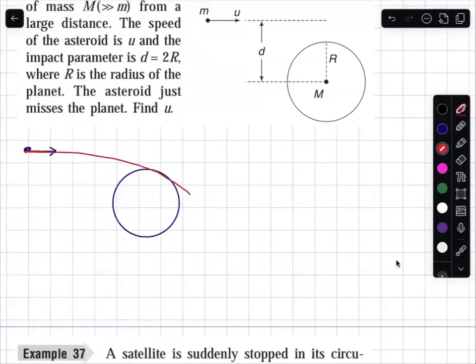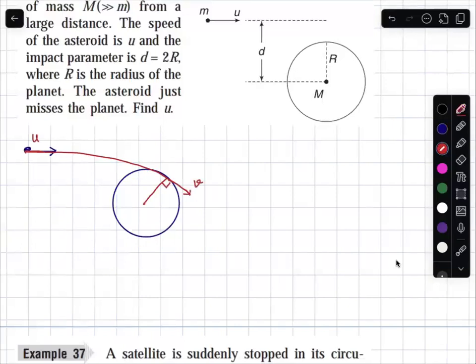That's just a miss. Any doubts till this point? You have velocity u over here, and you have a velocity v over here. Remember, just miss means it should be tangential.